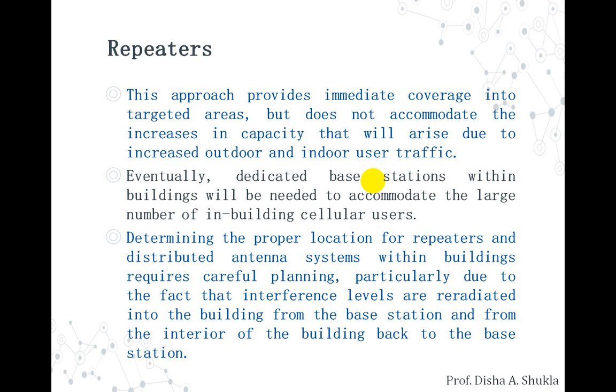Now, determining the proper location for the repeaters and the distributed antenna system within the building requires careful planning. We are supposed to place the repeaters such that the signals retransmitted from them can be helpful for covering a particular region that is hard to reach, so it is necessary to determine a proper location to place them, particularly due to the fact that interference levels are re-radiated into the building from the base station and from the interior of the building back to the base station.